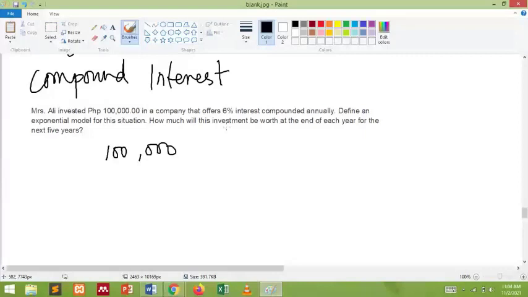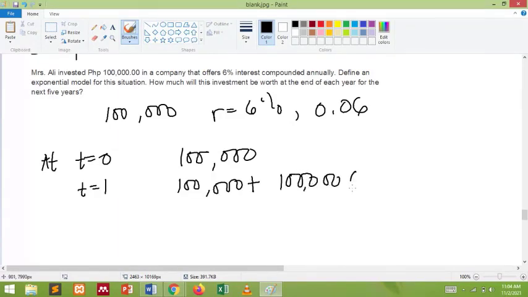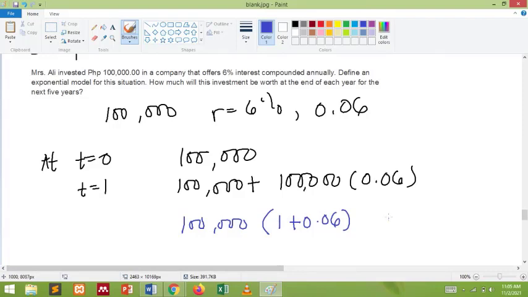Okay, so let's have a table again. At t equals 0, which is annually, ibig sabihin yearly nagtataas. So, ang amount ng pera ni Mrs. Ali ay 100,000 pa lang. So, let's say after a year, ang kanyang magiging amount na is 100,000 plus 100,000 times 0.06. Tama man? Now, if we look at it mathematically, this one and this one is common. So, let's factor that out. Ilabas natin ang 100,000. So, merong 1 na natira plus 0.06. So, that is now your amount for the first year.